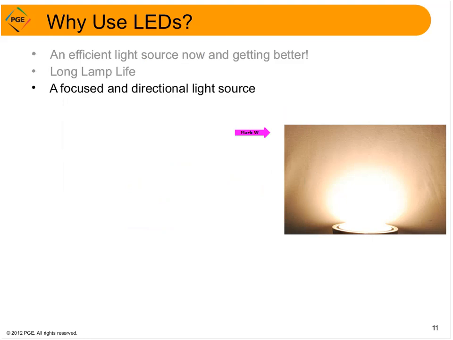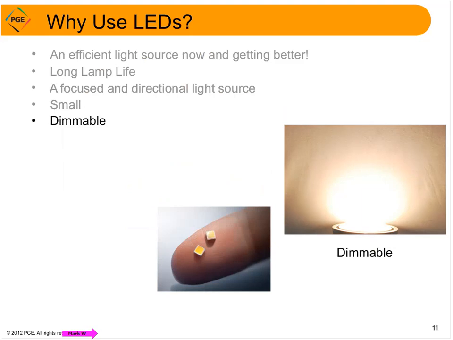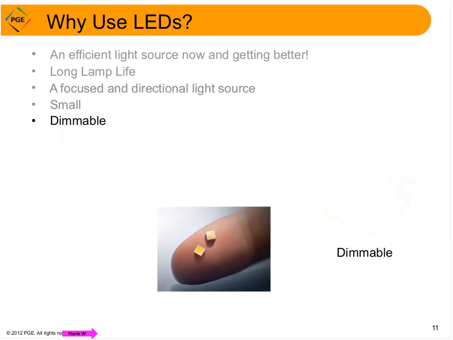An important thing to know is that LEDs are directional by nature. And now this works really well for some applications, but it makes other applications more challenging. While LEDs are small, they all need some type of heat sink. So some fixtures actually end up being very big. Dimmability is a strong feature of LEDs. However, compatibility with existing dimmers is an issue.